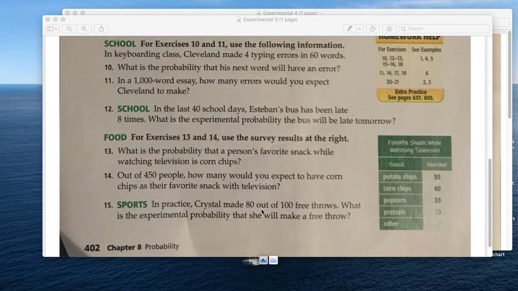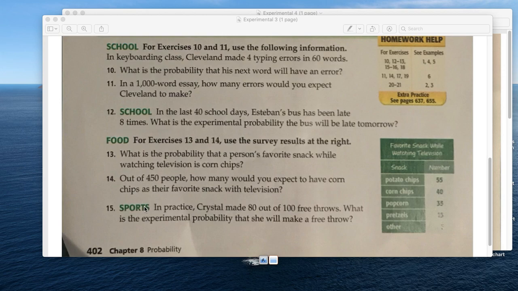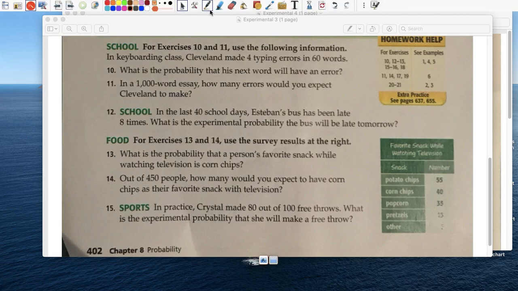Number 15. In practice, Crystal made 80 out of 100 free throws. All right, not bad. So in other words, she has an 80% chance of making the free throw.